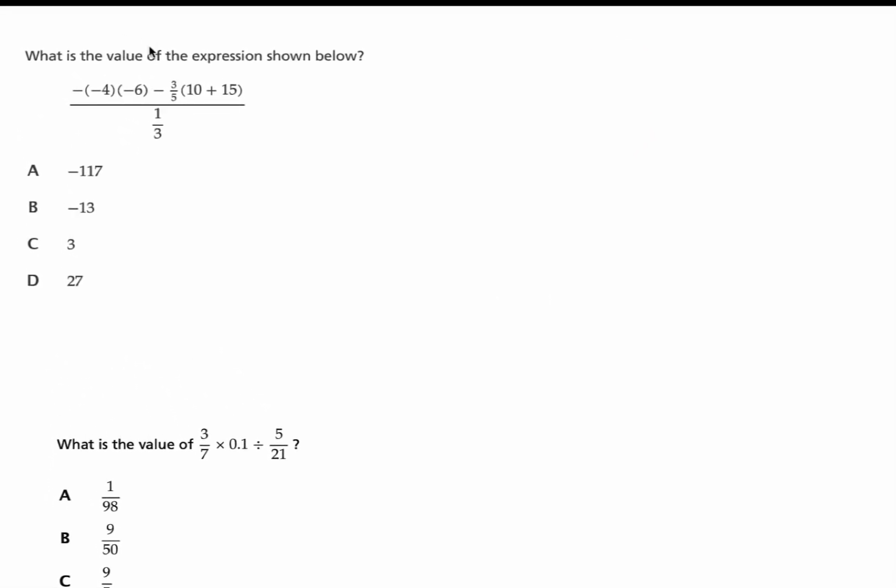Now this one looks really delicious. And it says, what is the value of the expression shown below? So I have a negative, and I have -4 times -6, subtract 3/5. And then in the parentheses, I have 10 plus 15, and then you're dividing by 1/3. So let's first figure out what's the numerator. Let's just get one number as a numerator if we can, or it might be a fraction. So I have negative 4, negative 6, minus 3 over 5, and then 10 plus 15.